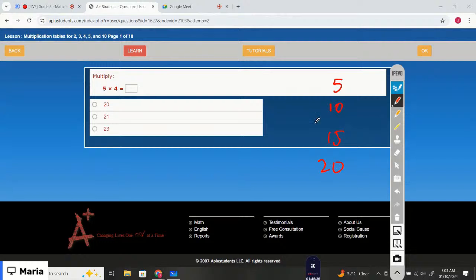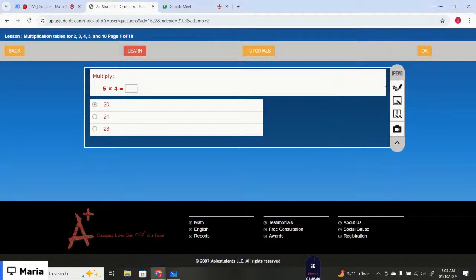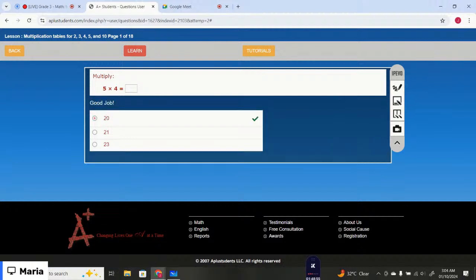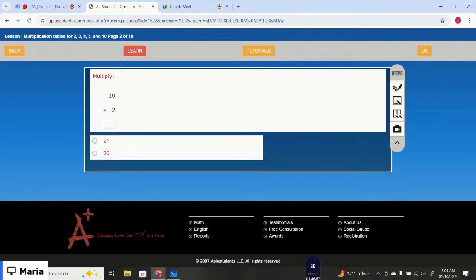Option number 1 is the correct option. 5 times 4 is 20. So that is 20. Got it? The next one is 10 times 2, which is the correct option?